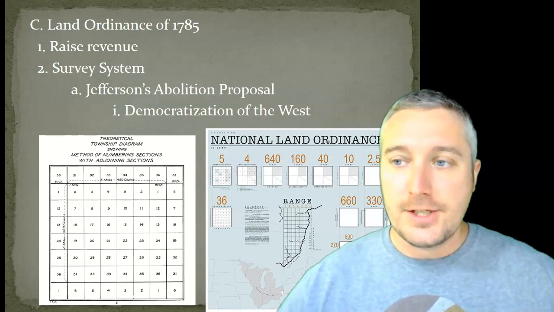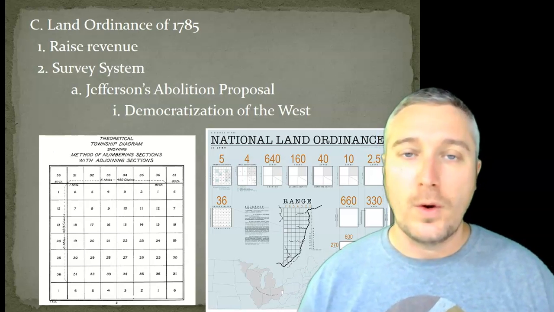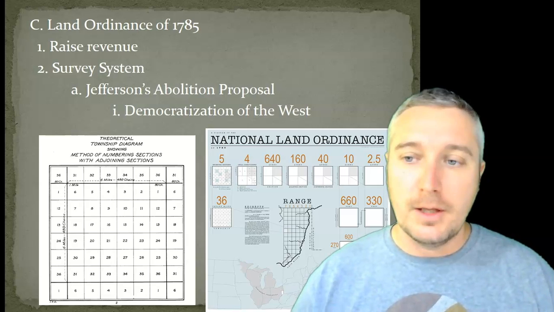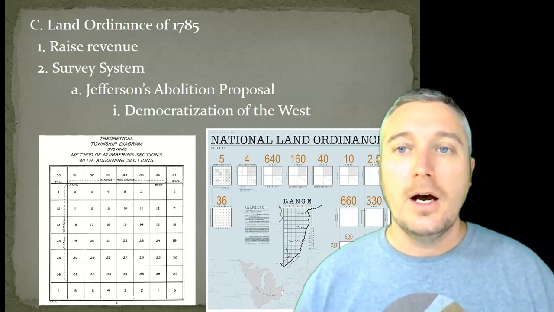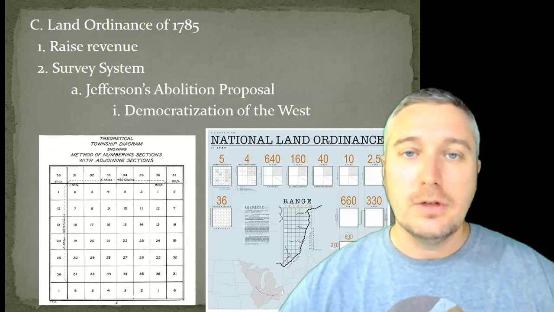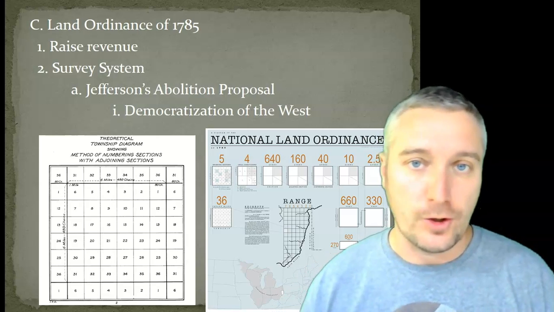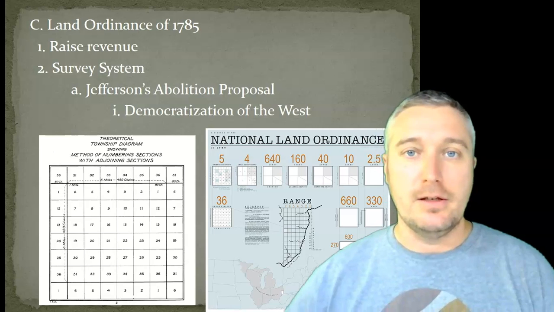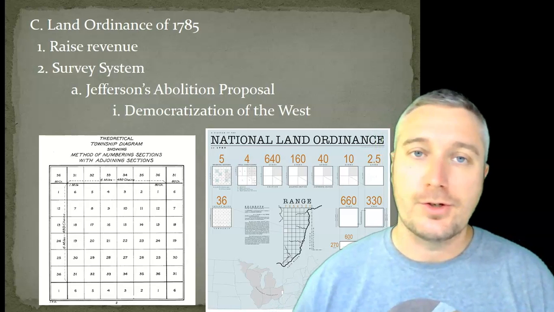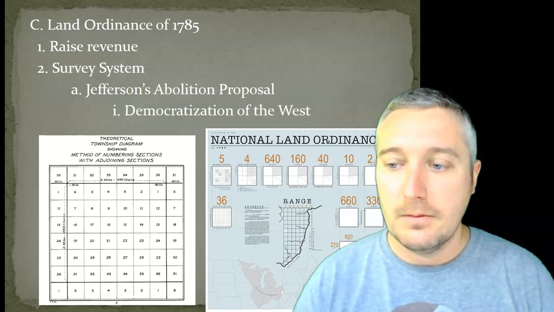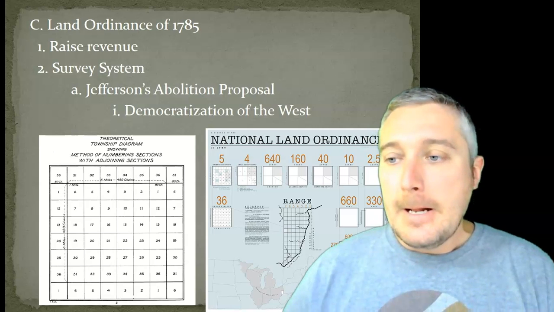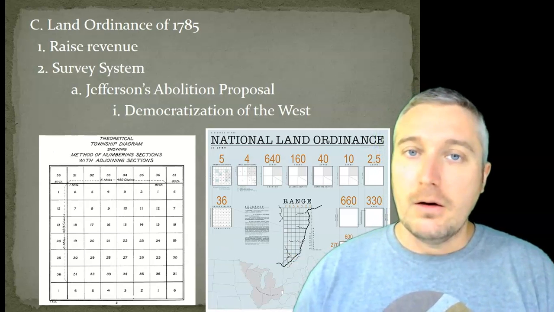This land ordinance basically set it up to where in each and every township the people living there would have the ability to reasonably travel a small distance to have their voice heard. That is democracy, through and through, to have your voice heard by government officials. The school system as well.